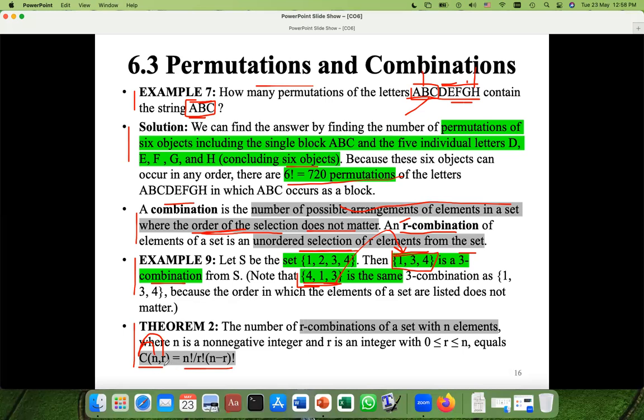This theorem 2 has this equation in which n is what? A positive integer. r is what? An integer, and this is the interval of that r. r would be greater than or equal to 0, less than or equal to n. So now we will use this formula to calculate the total number of ways, maybe if some example will come.